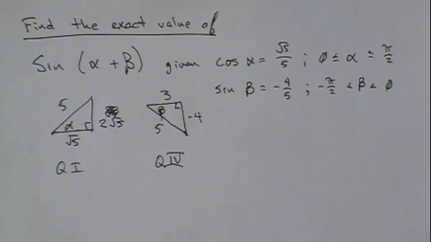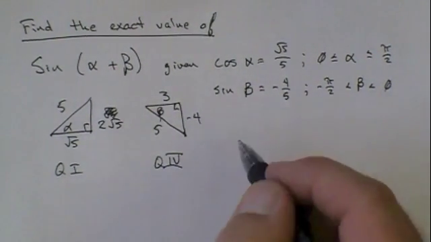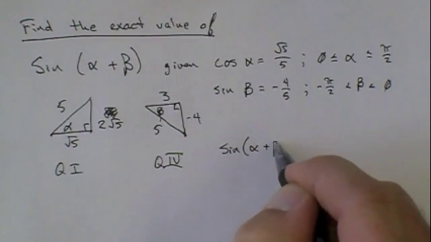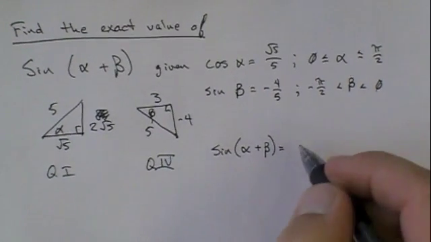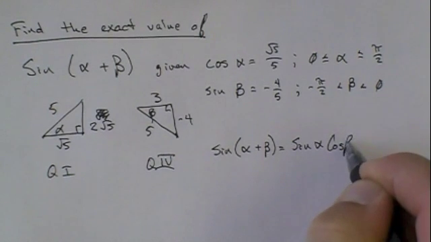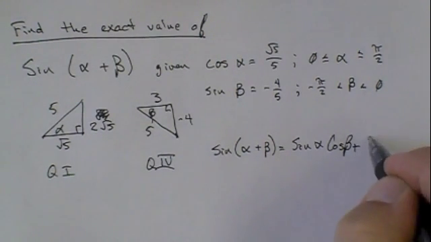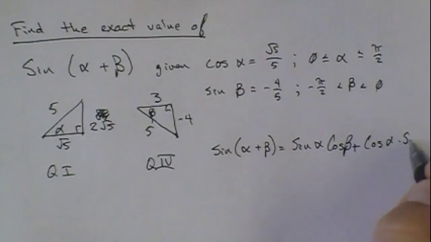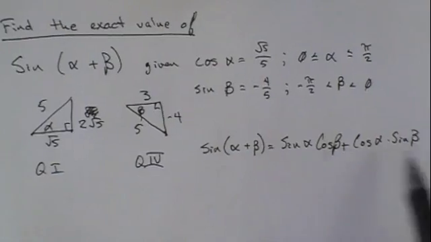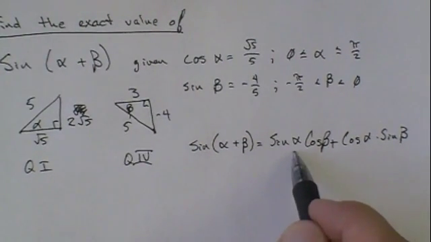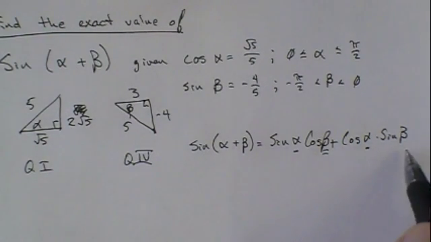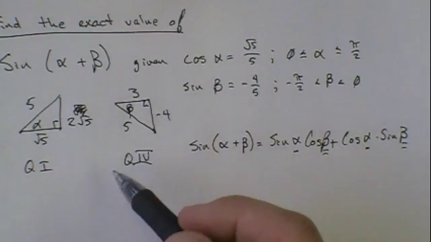And now we're going to go through with our sum formula for sine of alpha plus beta. And we know that formula is the sine of alpha times the cosine of beta plus the cosine of alpha times the sine of beta. And now we just use each of these triangles to plug in these values. So whenever we're talking about alpha, then we're going to use this first triangle. And whenever we're looking at beta, then we're using the second triangle.